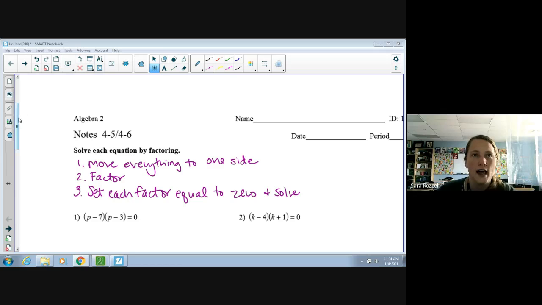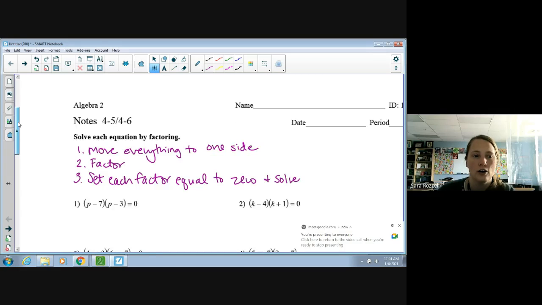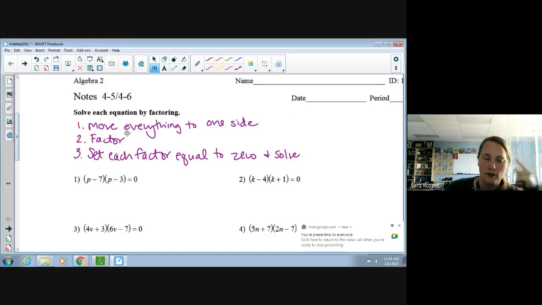Okay. So what's going to happen is we have some problems here that are already a few steps down. You don't have to do the first couple ones, just so we get the idea of solving them, and then we'll do some that you have to do all 3 steps.